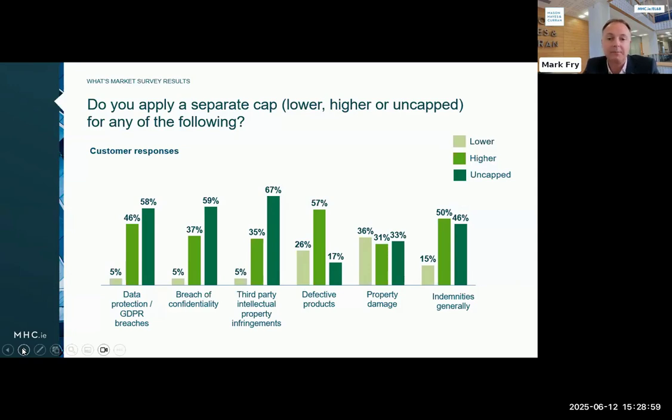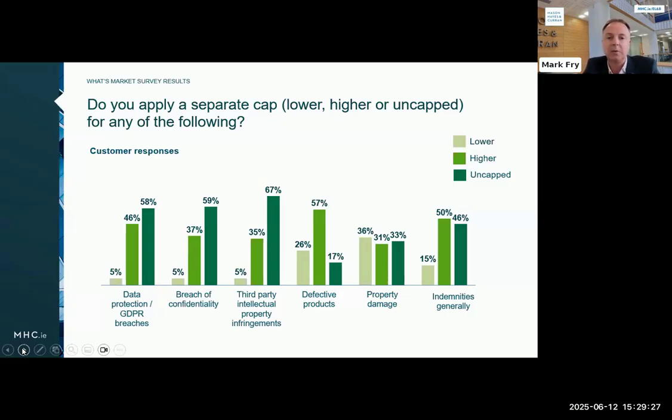For third-party IP, we've seen 67% of customers indicating they would typically agree uncapped for IP. Again, down slightly from previous years. And for data protection, 46% of customers indicated they would agree a super cap, with 58% indicating it's uncapped in practice. So again, a clear trend that we're seeing here from both the supplier and the customer side towards super caps for data protection losses.